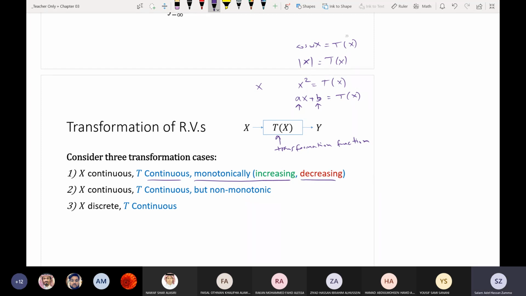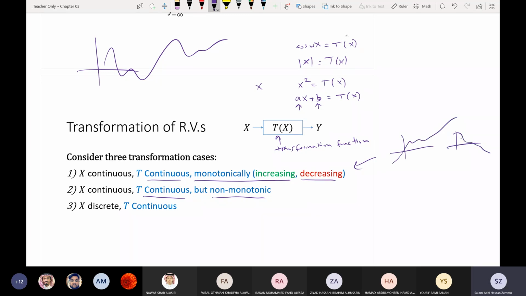This is the first case that we'll tackle today. Next time, we'll talk about continuous, however, non-monotonic, when you have basically increasing and decreasing, goes up and down. So the function goes up and down like this. In here, the function either goes up or goes down. It either increases or decreases. And the last one, when you have X discrete and the transformation is continuous.